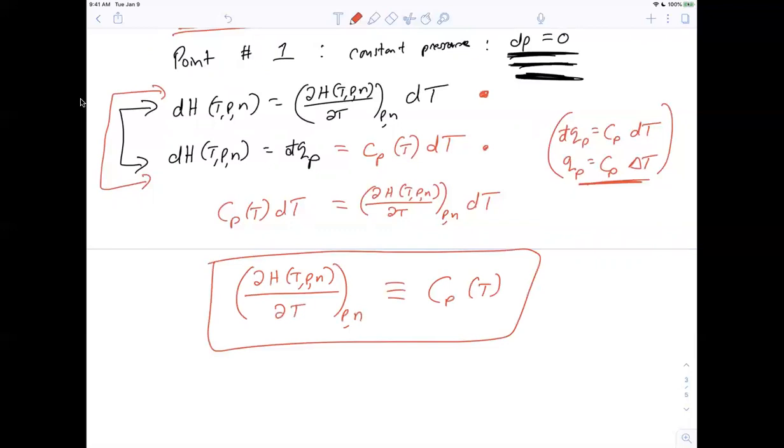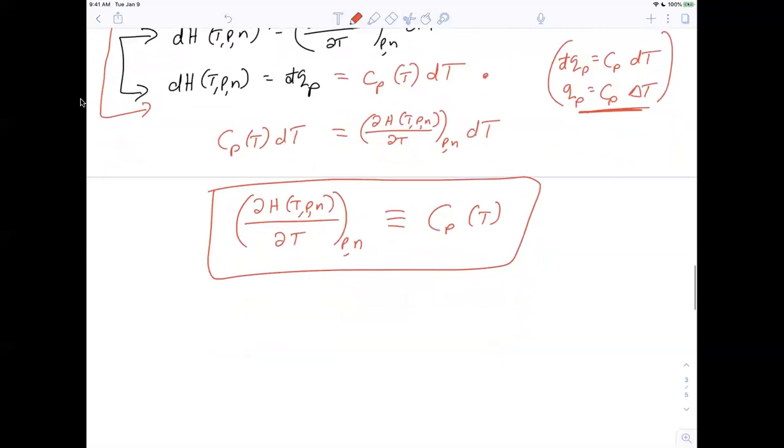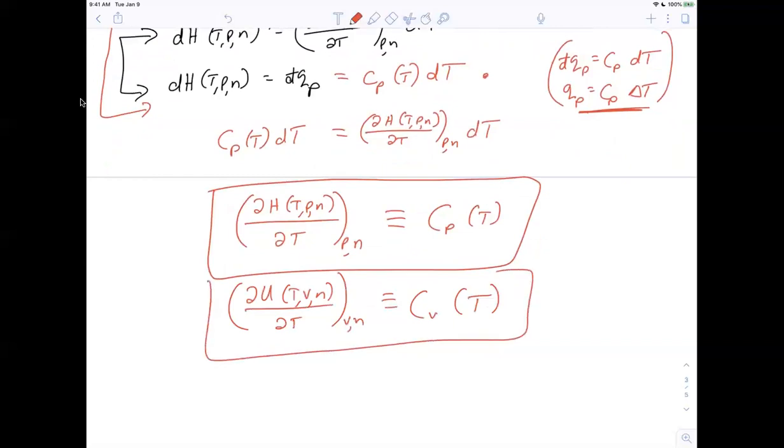Just as Cv was related to U, and I'll remind you of that. Remember from last class, the partial of U, which we define as a function of temperature, volume, and N, with respect to T at constant volume and N, was defined to be Cv of T. So you see here the analogy between H and U. These are the fundamental thermodynamic definitions of heat capacity.